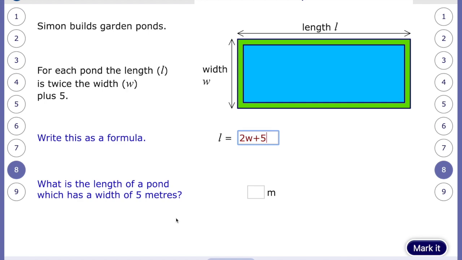So hopefully you've figured it out. If it's 2 times 5, it's 10. Add 5 would be 15. And there you have it.